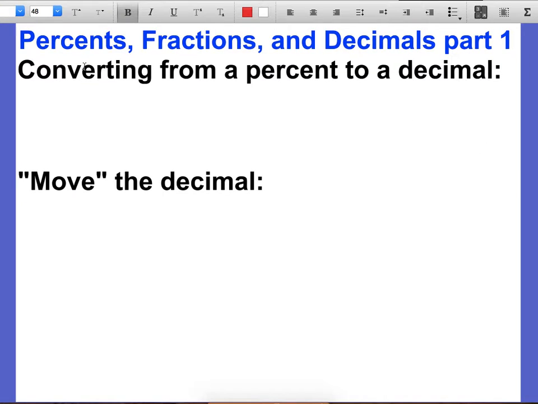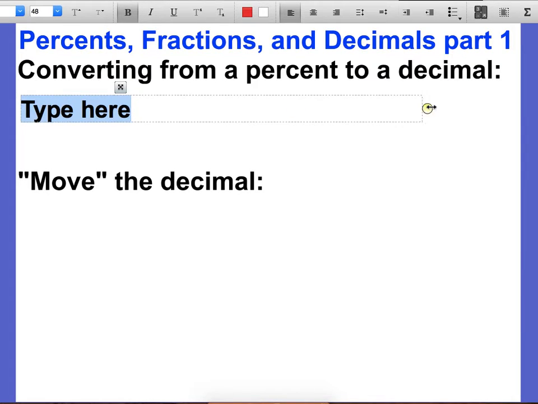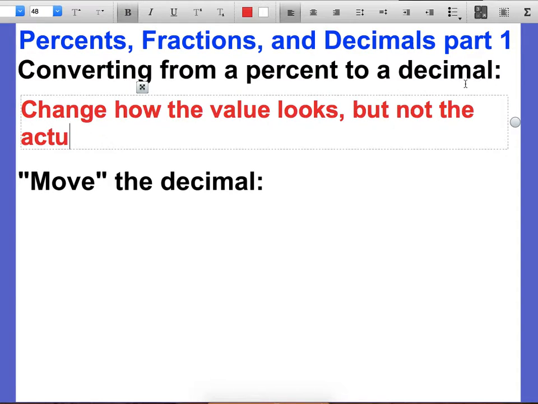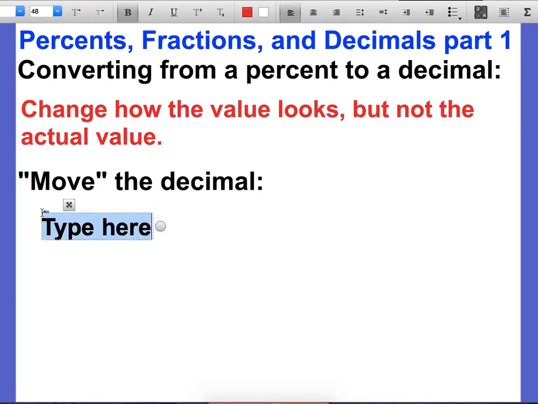Hi math friends, today we're looking at percents, fractions, and decimals, specifically converting from a percent to a decimal. The thing we have to remember is that when we convert, we change how the value looks, but not the actual value. So we're going to see some numbers today, and the numbers are going to look different, but they're actually the same value. When we move the decimal for this skill, we're specifically dividing by 100.